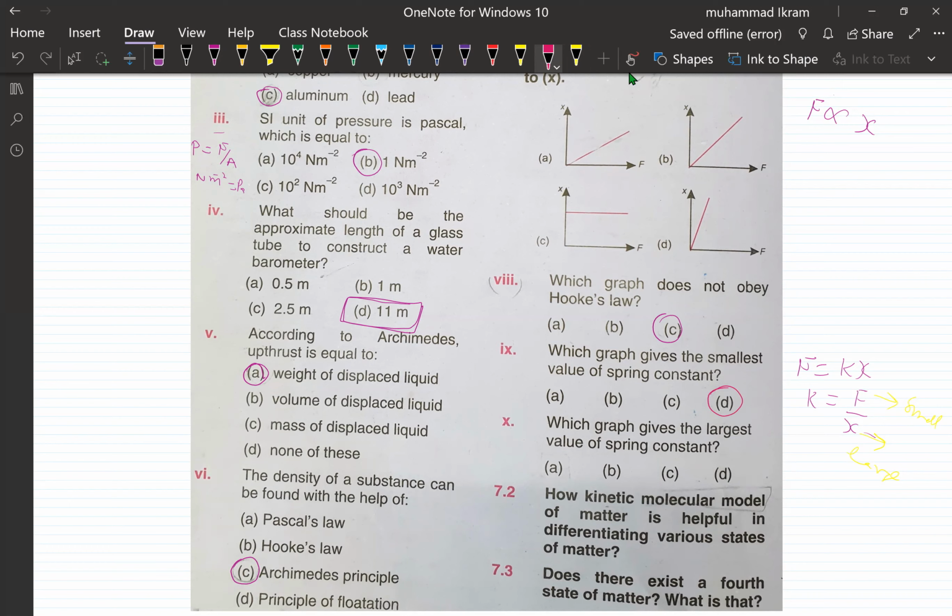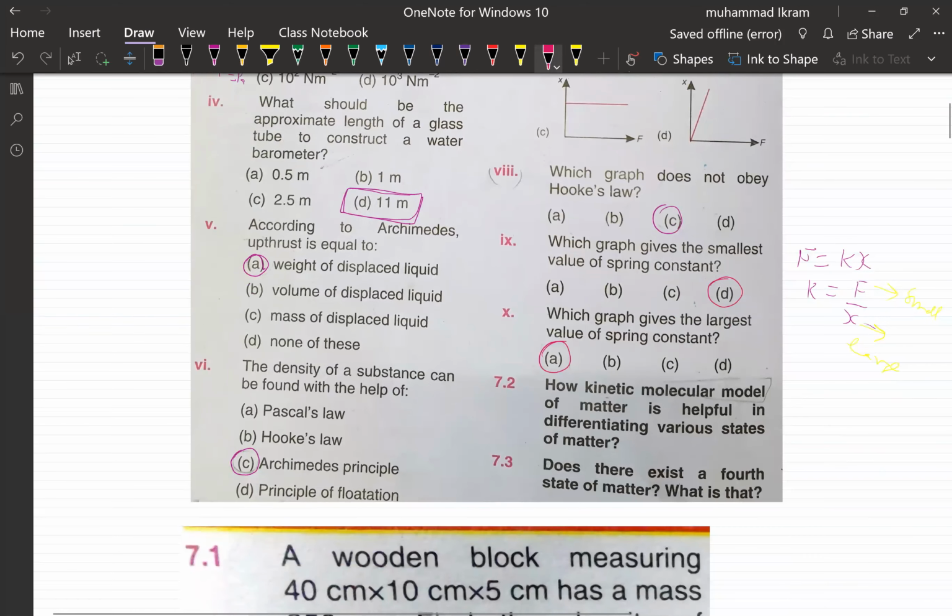Large, that is, the force is very large and the extension is very small. So of course it is this one, option A here.